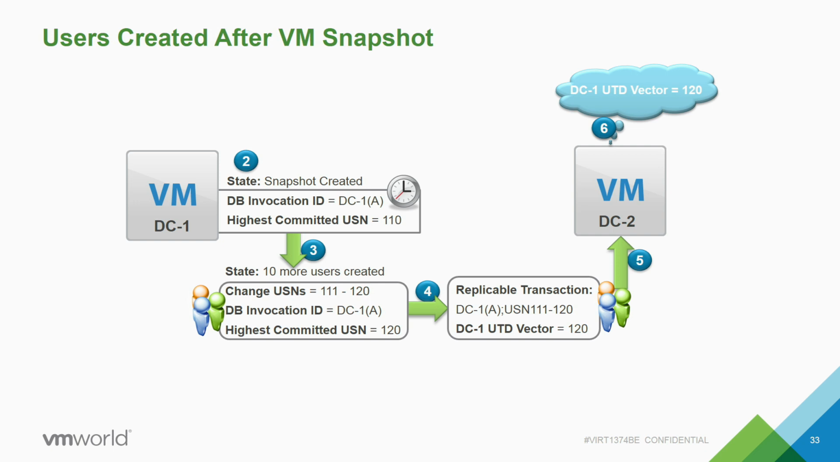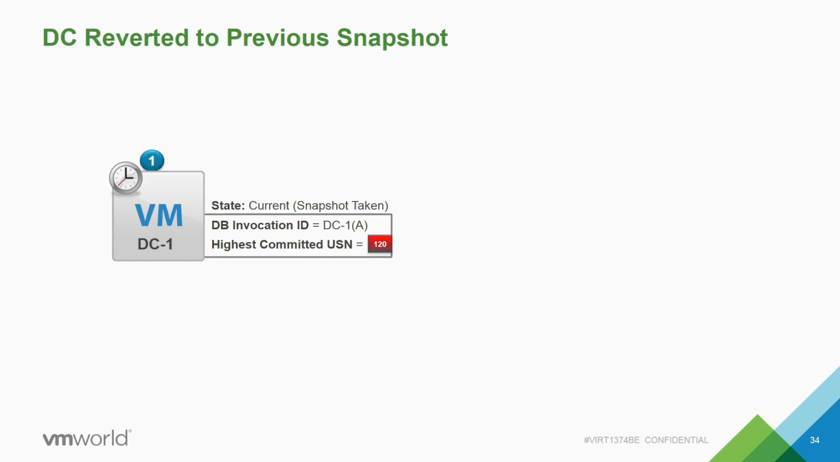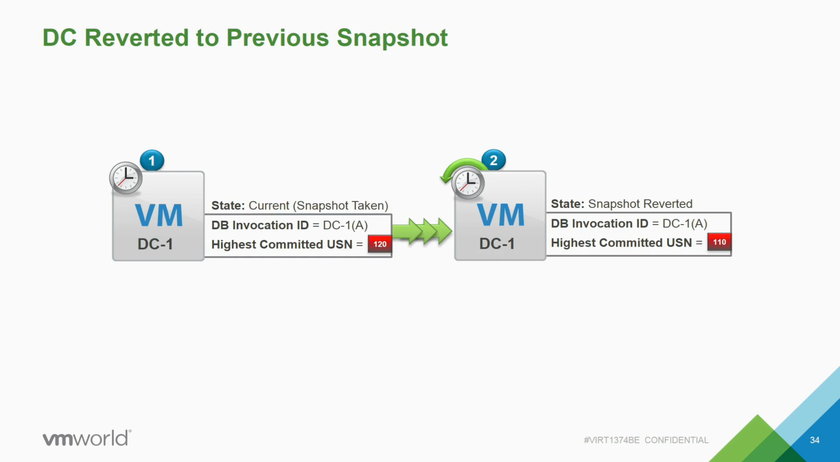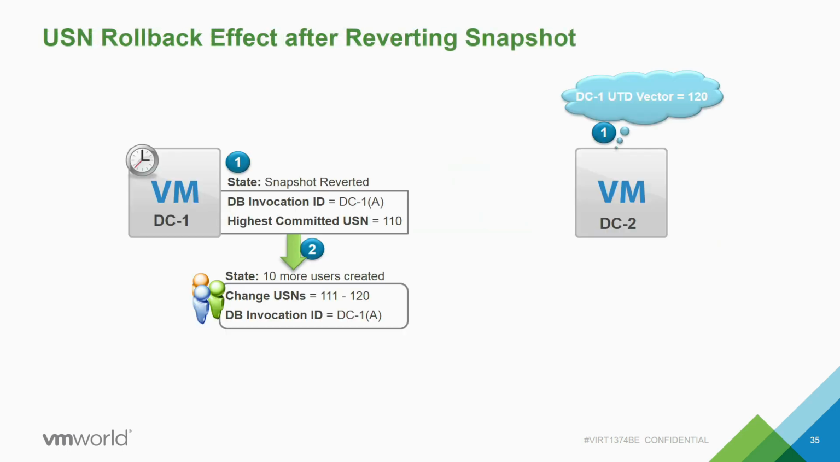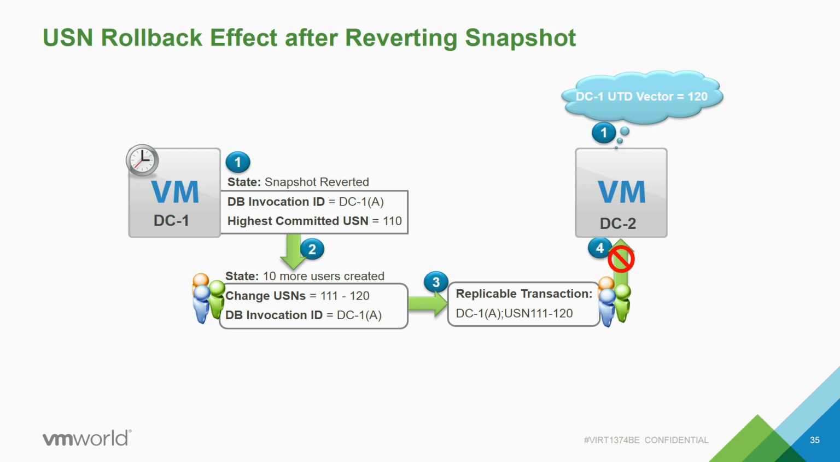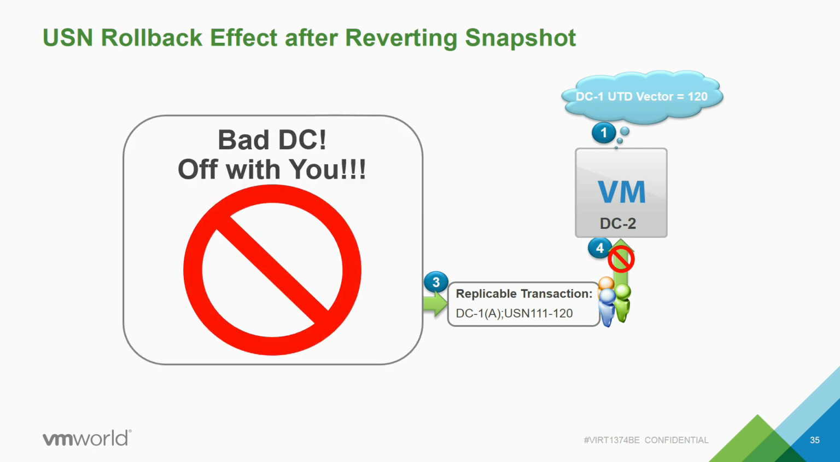Where we get into trouble is when you revert that snapshot back. We were at 120, I revert back, now I'm at 110. Again, this DC doesn't know that it's been reverted back. So here's what happens. I'm at 110, he's at 120. I say, I'm going to create 10 more users. I'm going to use these same USNs because I don't know the difference. I'm going to replicate them to DC2. DC2 is going to take one look at this and say, no, I've accepted these before. I'm not accepting them again. You are now orphaned. That domain controller will no longer work in the domain.